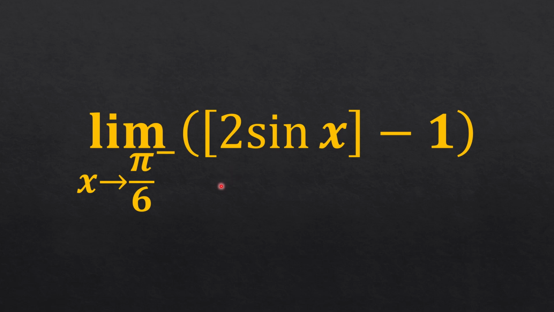Here I want to find the limit of this function, floor of 2 times sine of x minus 1, where x approaches pi over 6 from the left. Alright, so let's see how we can solve this.